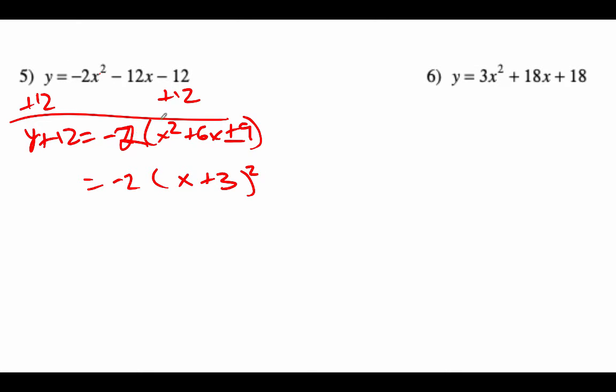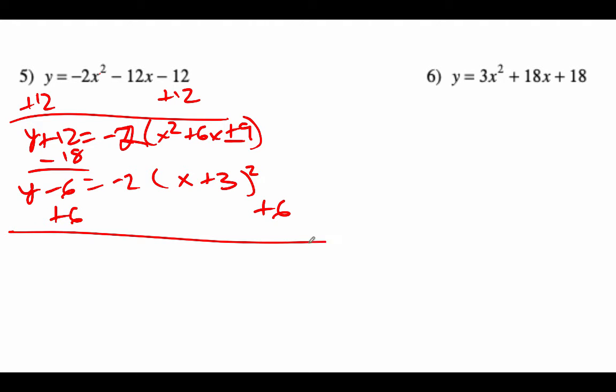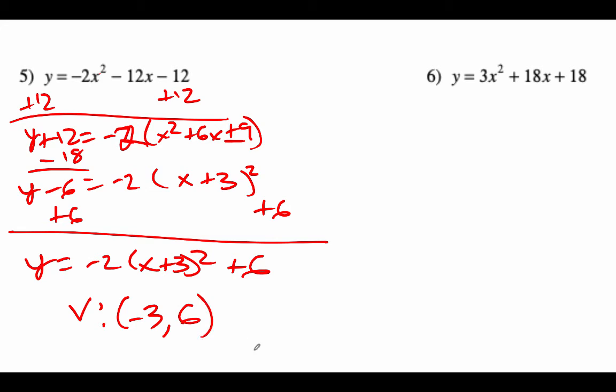What did we really do? Negative 2 here, negative 2 here, negative 2 there. Minus 18. Y minus 6. Add 6, add 6. Y equals negative 2 times x plus 3 squared plus 6. The vertex is at negative 3, 6. It opens down. We have a bunch of information.